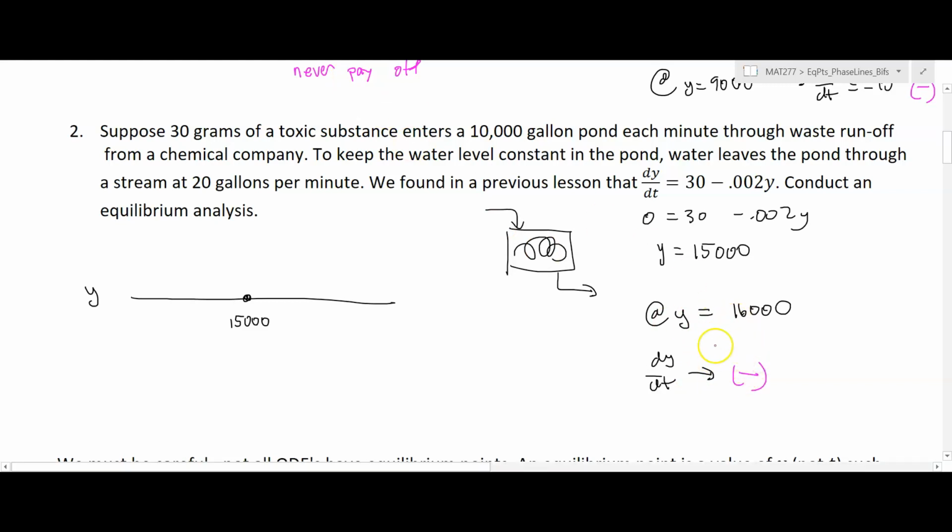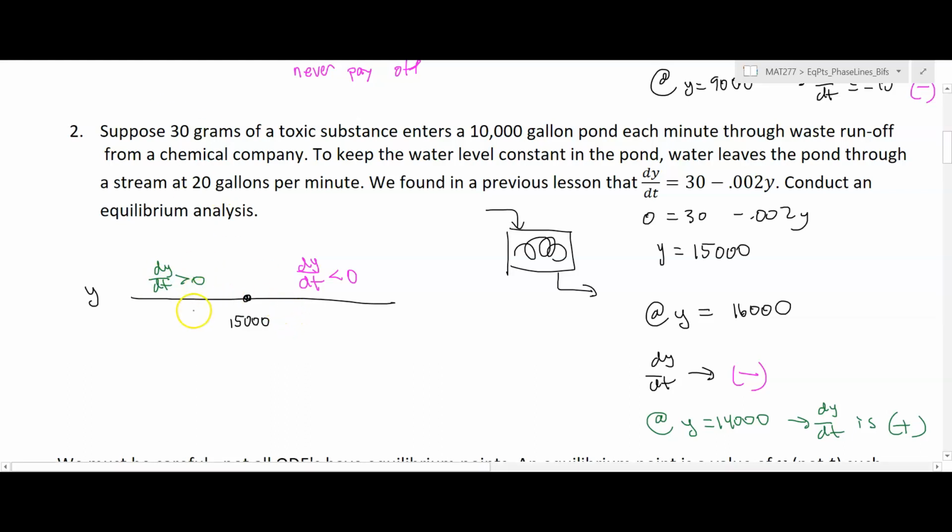I'm not even going to worry about the numerical value that I get, because I just care to see that dy/dt is less than 0. If we look at another value that is less than 15,000, say y equals 14,000, then we're going to get dy/dt is positive. Okay, so that means that here dy/dt is bigger than 0.